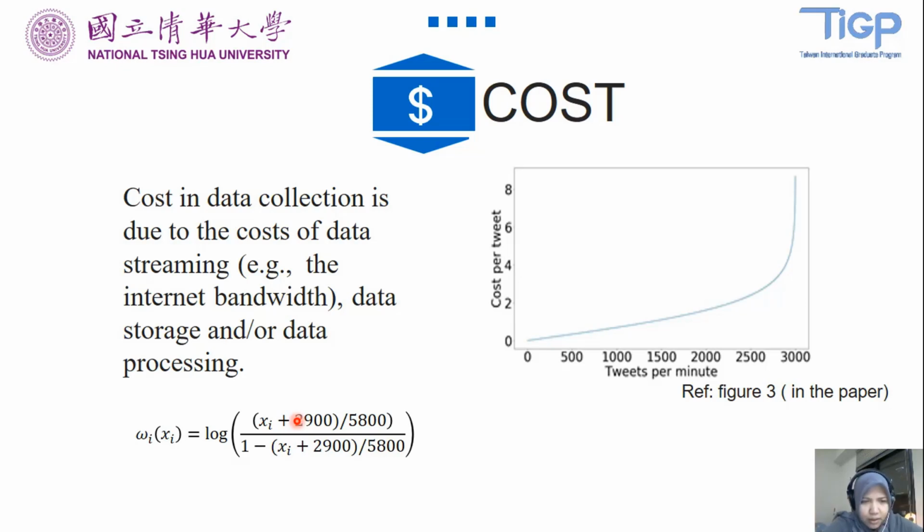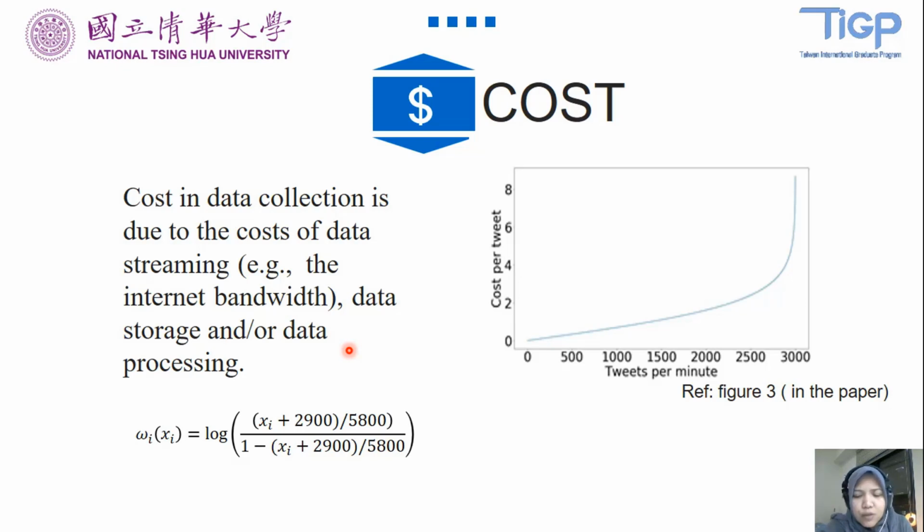The first condition is that the cost is proportional to the number of tweets collected, if the total volume of tweets is low. And if the total volume reaches the maximum limit, we know that Twitter has a maximum limit of tweets in a minute. We have only 2,900 tweets in a minute. Then the cost would be very high, as we cannot get the data at a higher rate.